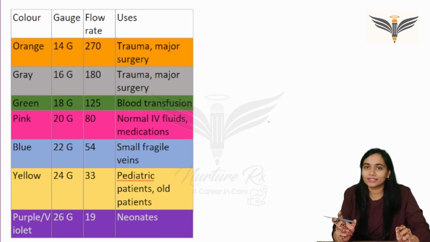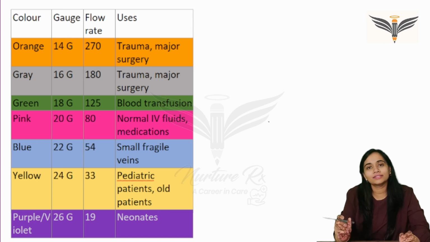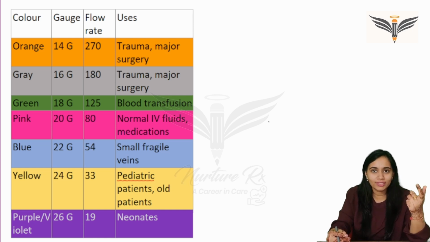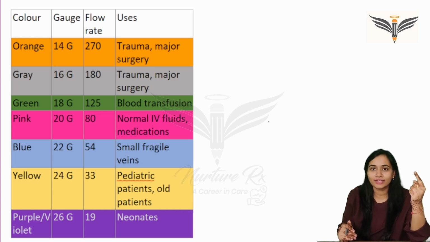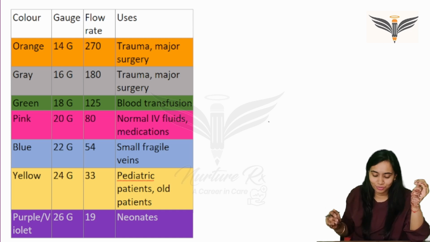So how is the cannula size measured? The unit for it is gauge. And how does this gauge correspond to the diameter of the cannula? More is the gauge, lesser is the diameter. This is very confusing, but you have to remember just one line: more is the gauge, lesser is the diameter. So if I say it is a 24 gauge cannula, that means it would be a very thin cannula. The diameter will be very thin. Okay, so having that in mind, let's proceed.